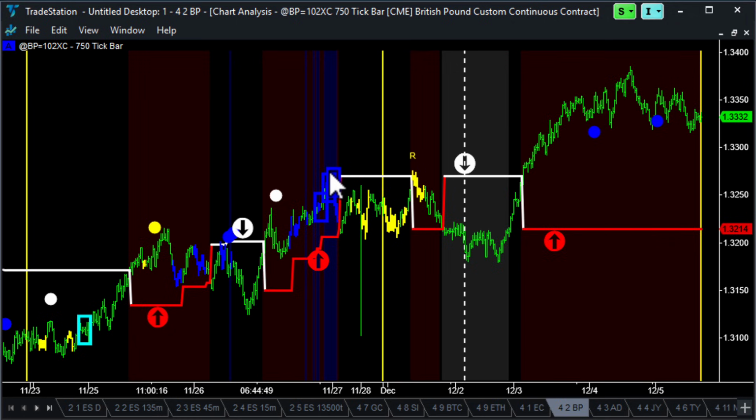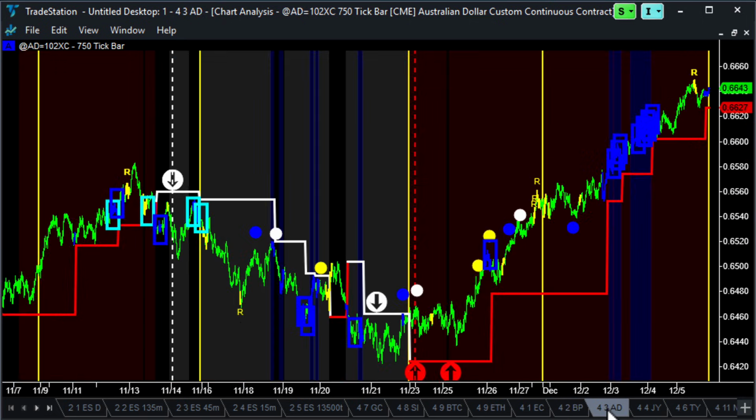So yes, some blue professional bars taking profits here. We got a signal. Didn't work out though. We kept on trailing through, and so far no exhaustion buys, no blue professional bars at the highs. So British pound's in an uptrend. Aussie dollar also in an uptrend.